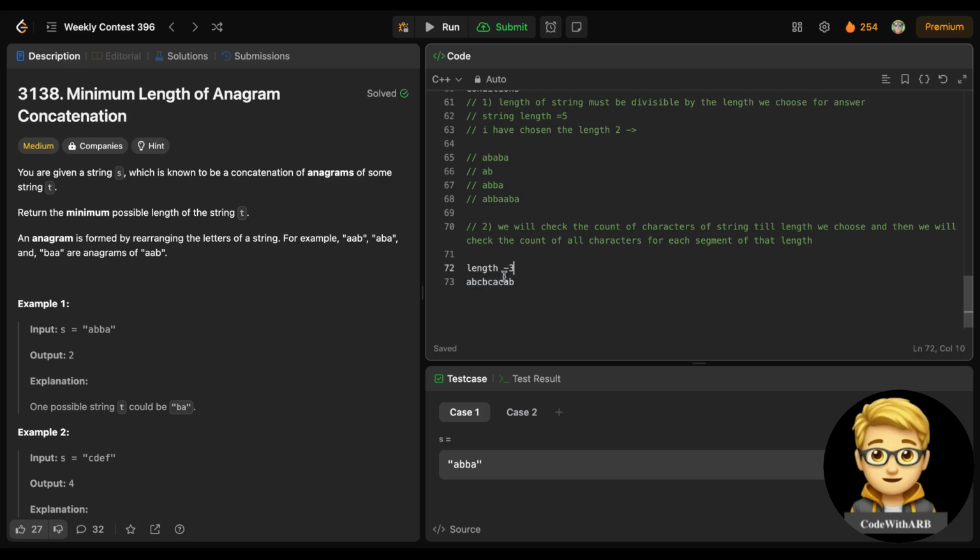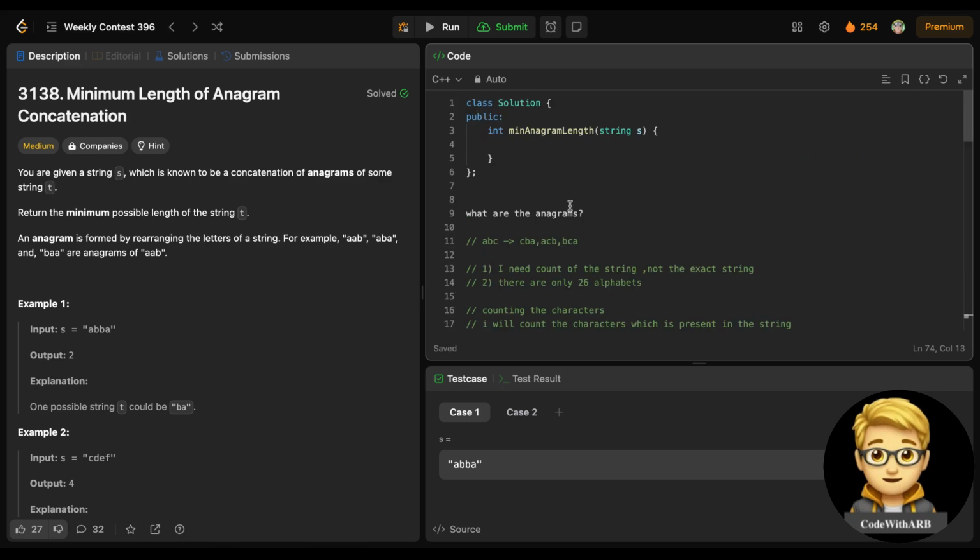So suppose I have taken 3, and the string length is 9. So this 3 is divisible by 9. So the first condition is satisfied. Now we will check for every 3-length segment whether it has the same number of characters or not. So for this, ABC occurs one time. Now we will check this BCA. This is again occurring one time. Now this is CAB, again occurring one time. So this length 3 is a possible answer, right? So this is how we will calculate all the answers, right?